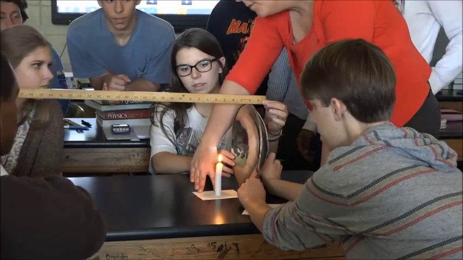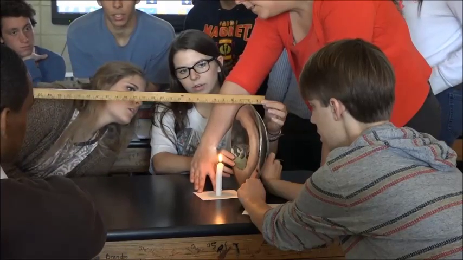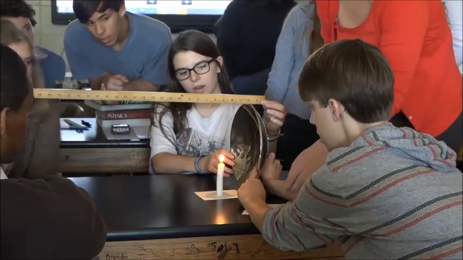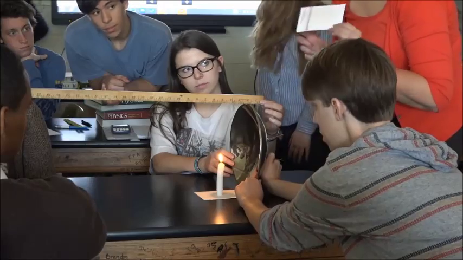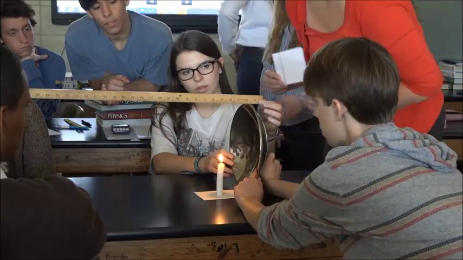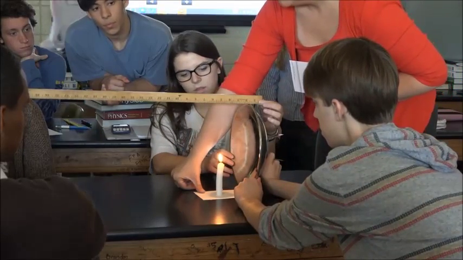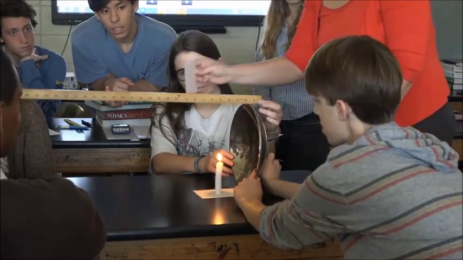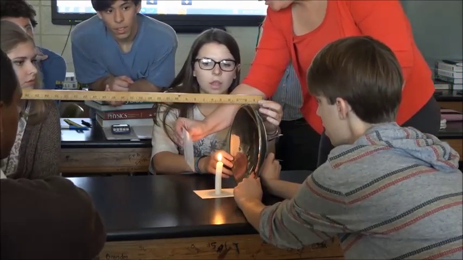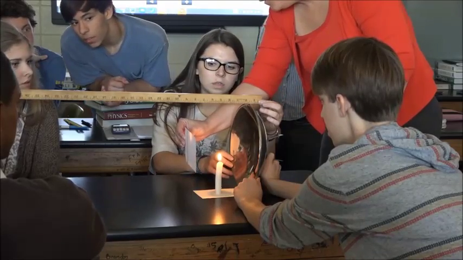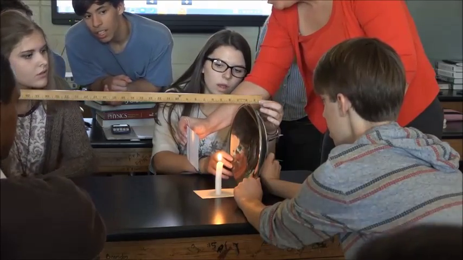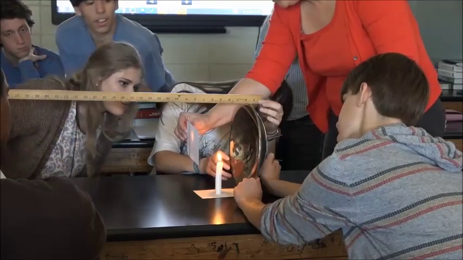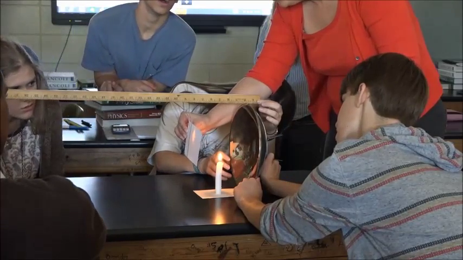Does that look like 12? A little closer. There you go. All right, so in theory, where should the card be to see the image? Maybe 16.8. Right, that's what we just calculated. So 16.8 should be about here. And what do you see? An upside down flame? Yes.